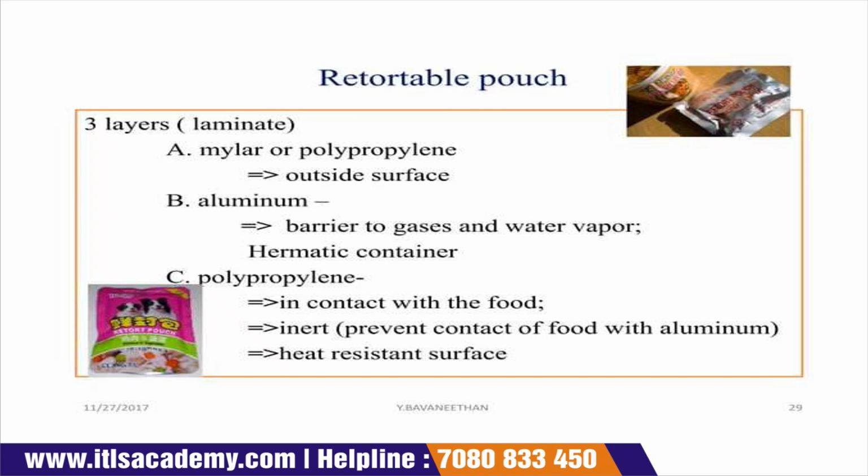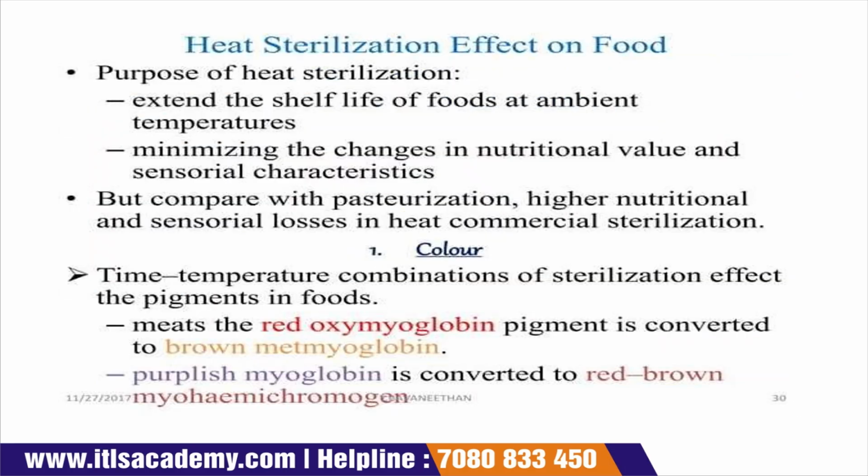Retort pouches are a three-layer laminate. That is, the first layer is your Mylar or polypropylene outside surface. The second is your aluminum, which is a barrier to gases and water vapor and makes it a hermetic container. And the third layer is polypropylene, which comes in contact with the food product. Inert means that it prevents contact of the food with the aluminum, and they are heat resistant.